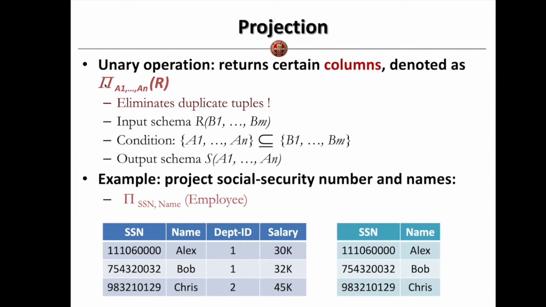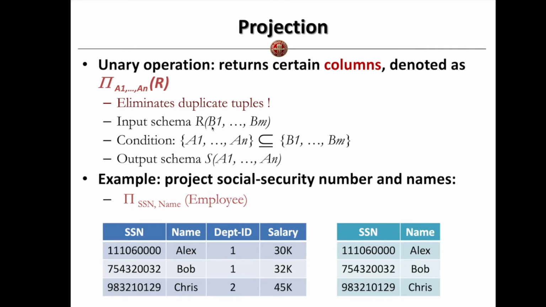So the pi denotes projection. A1 to An denotes the attributes we plan to get from this relation R, and R is the relation we're working on. Because we'll do this projection by selecting a certain number of columns, by reducing the columns, we may have some duplications created. So remember, in this operation, we will do this duplication elimination automatically.